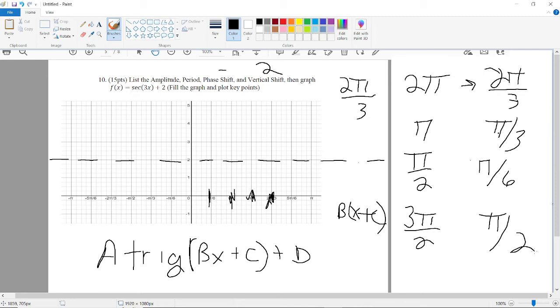So normally, cosine starts one above the midline. There is no change in amplitude. I want to do this one in yellow. Let me get yellow. One above the midline, right there. And then it goes down at the first point to 0. Then it goes to the minimum at the middle point. Then back to 0, back to the midline. Then back to the top point. Then back to the midline. Then back to 0.